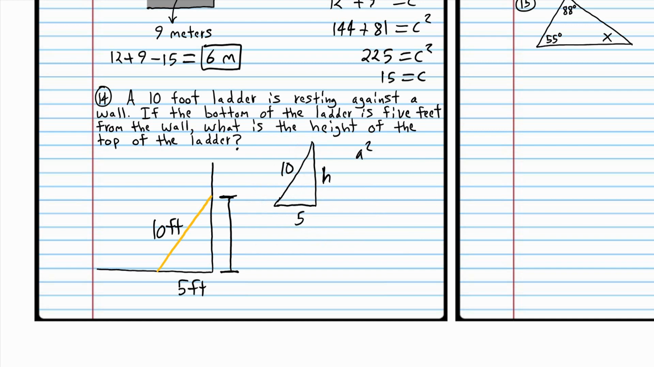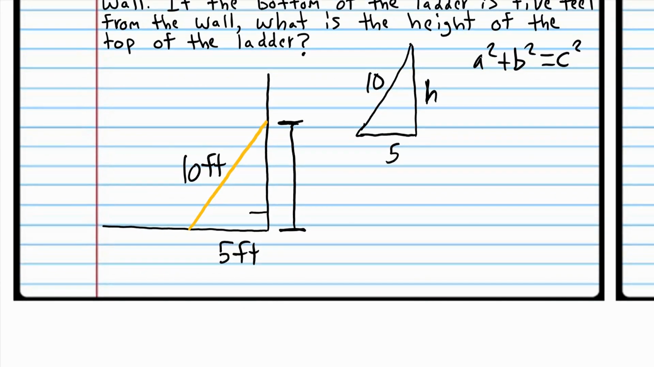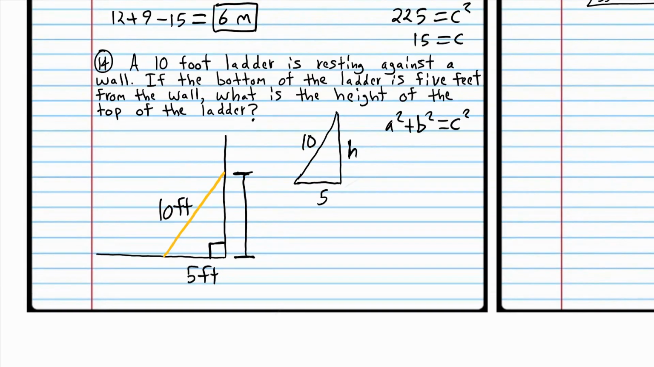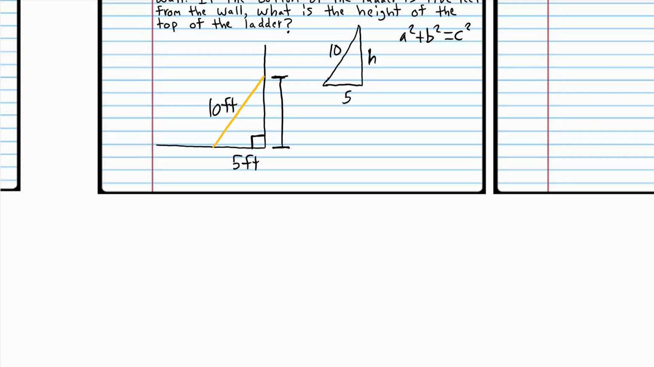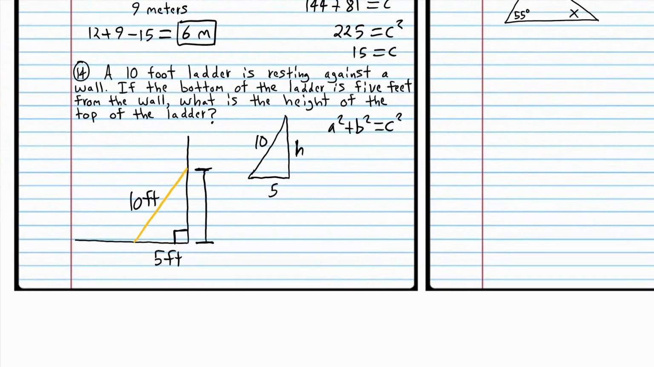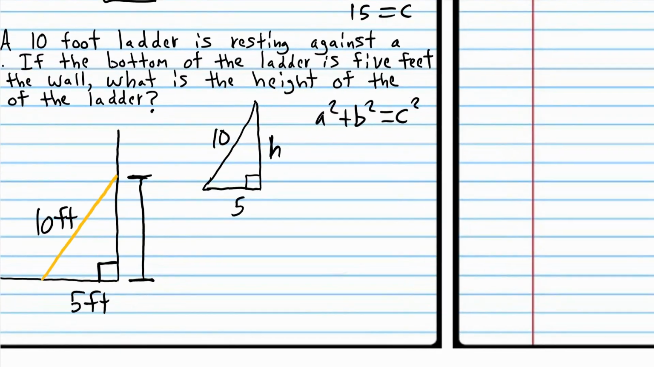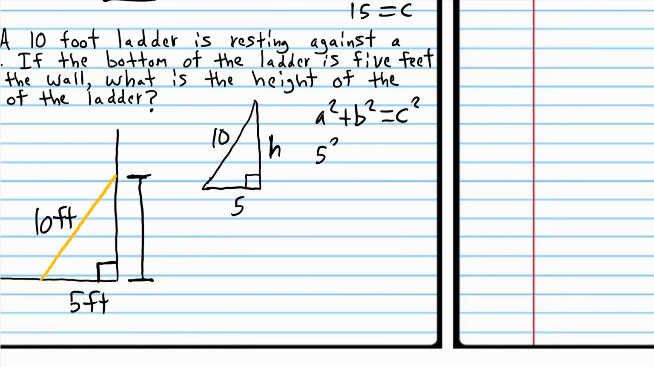All right, so a squared, and again, this is a right triangle. You might ask, well, how do we know this is a right triangle? Well, this angle is assumed to be 90, because when you build a wall, usually walls are not built at an angle like this. Sometimes they are, but in 99% of the cases, the walls are built straight up. So we know this is a 90-degree angle. So we're going to plug in 5 for A, H for B, and 10 for C.